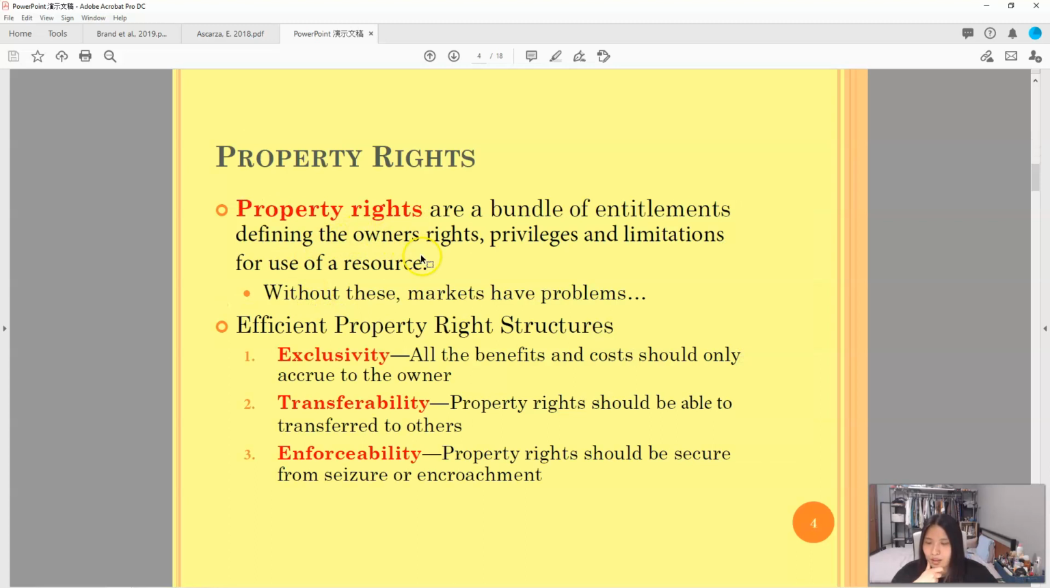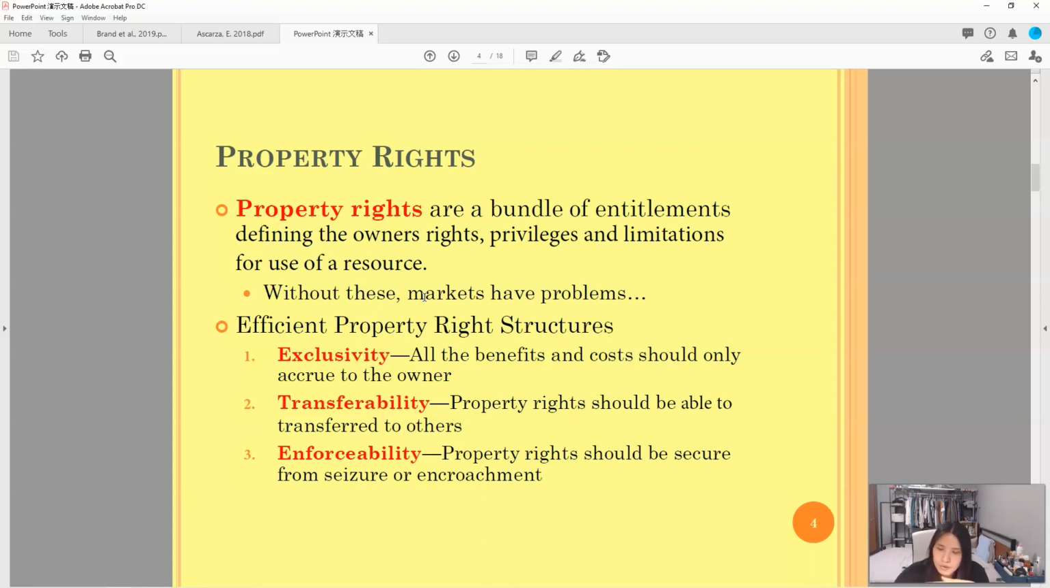So property rights. Property rights are a bundle of entitlements defining the owner's rights, privileges, and limitations for use of a resource. Without property rights, the markets always have some problems, and I will talk about those problems in this video. So there are 3 different efficient property right structures. The first one is exclusivity. The second one is transferability. The third one is enforceability.